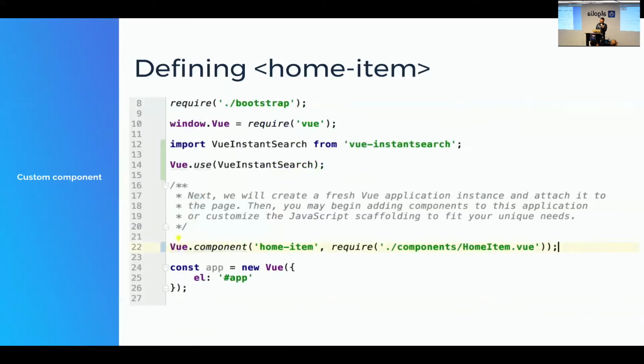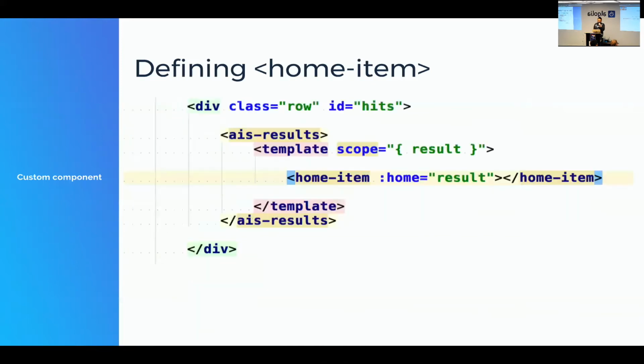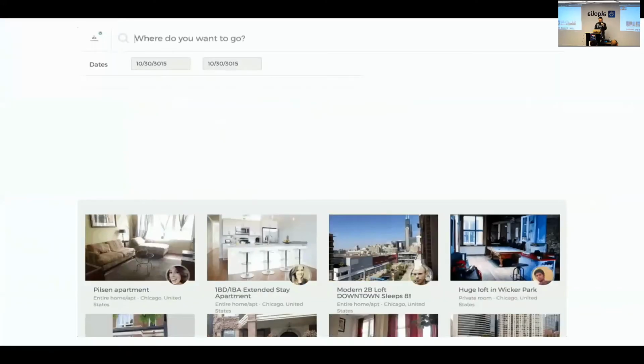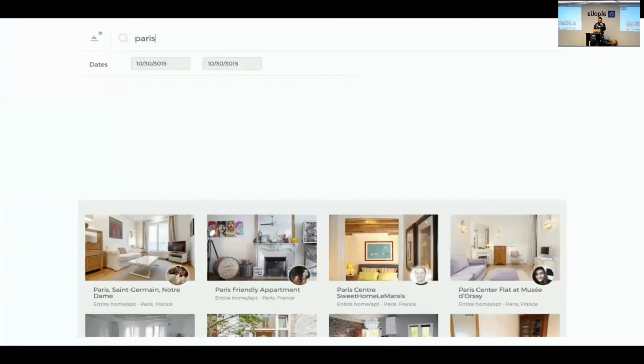You need to add the component to your JavaScript. I replaced the boilerplate from Laravel. And then instead of the result name we had before, we'll use the component and pass to the home property. I will pass the result. And then you're good. You'll use this component for each result.